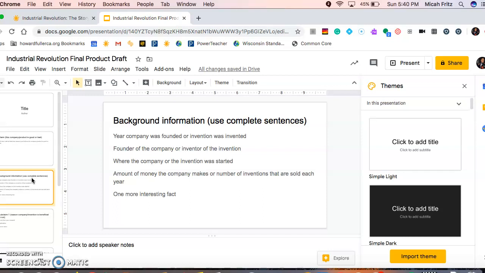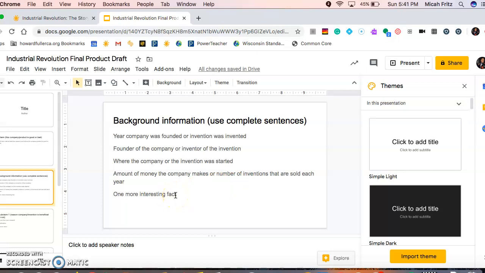Something else that is good to note is how much money does this company make every year? Are they kind of a big company? You know, are they pulling in a couple million or even $1 billion a year? They have a lot of influence. Or if it's an invention, like if you pick smartphones or cars, you know, how many smartphones or cars are sold each year? Those help give us a little bit of perspective on how successful they are or how important they are in our world.